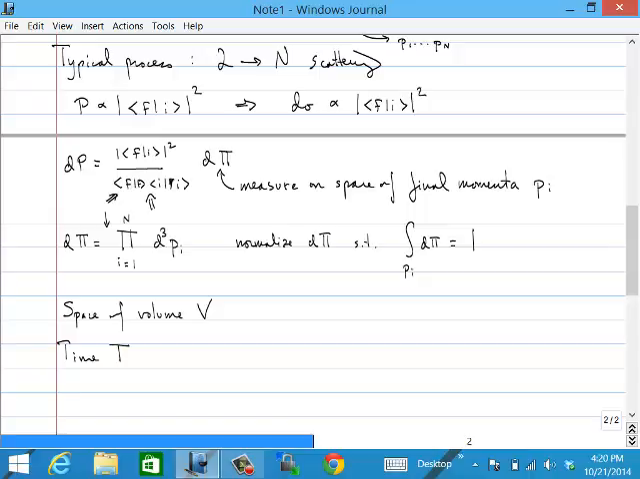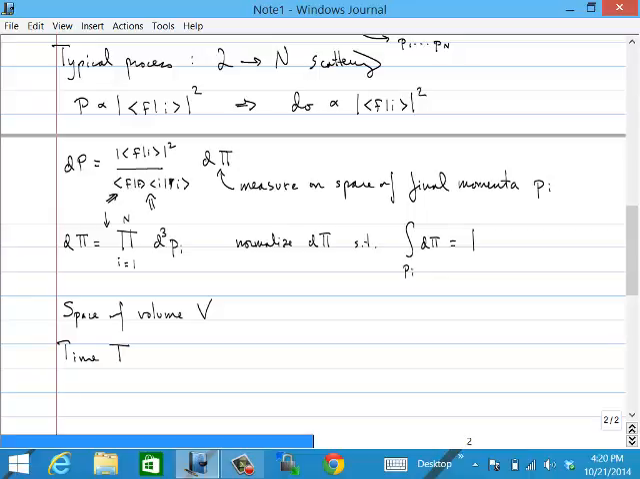Now, at the end of the day, the answer that I'll get for the scattering cross-section will be independent of V and T, so I'll just be able to take them off to infinity. But just to make the intermediate stages look reasonable, I'll imagine that I'm doing this computation in a space of finite volume. Okay. This is something that we may end up doing frequently in this course.